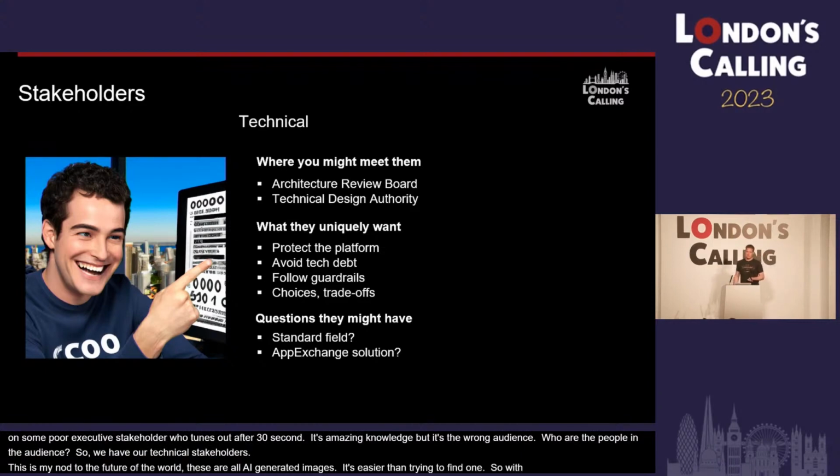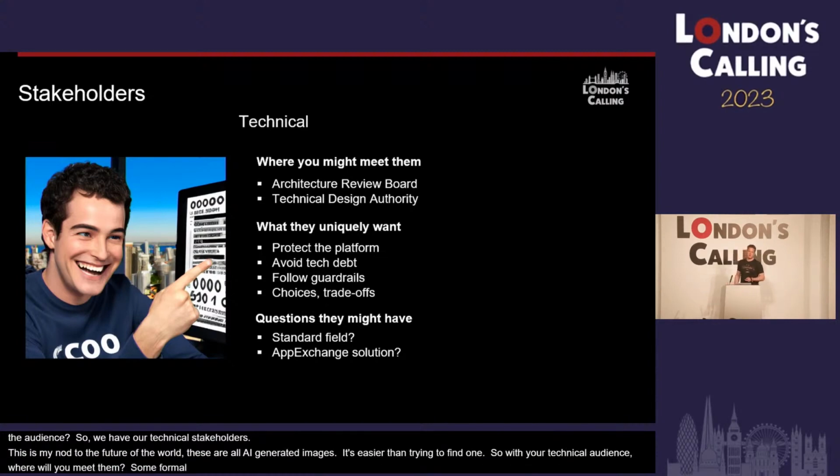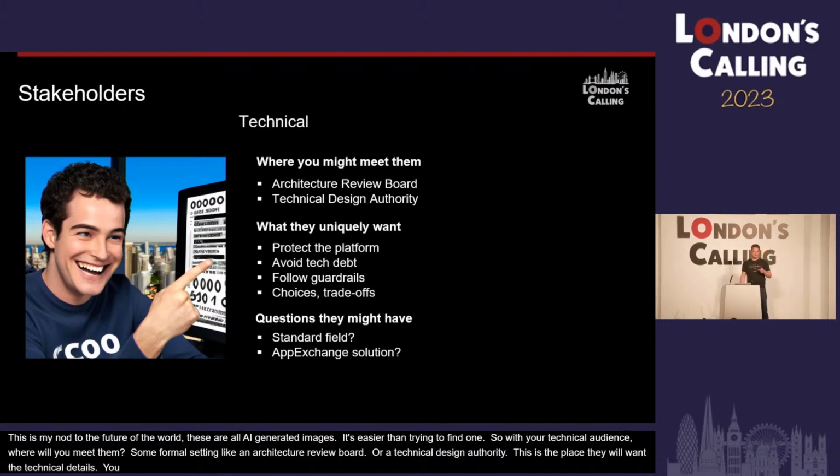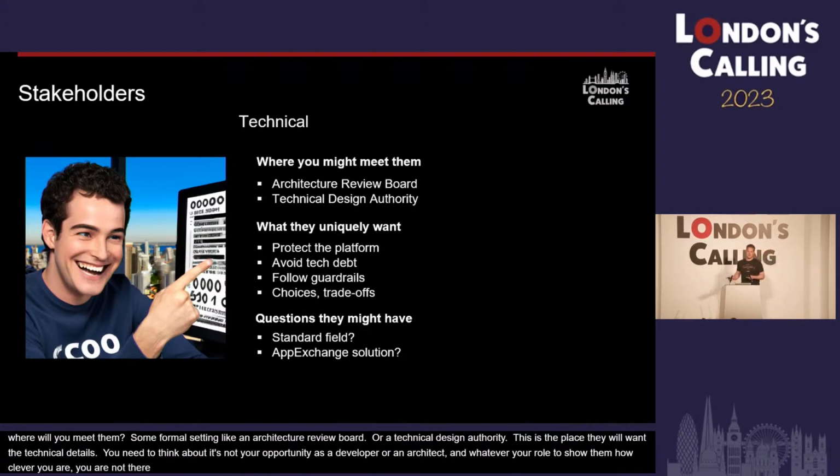It might be in some formal setting like an architecture review board or a technical design authority. This is the place where they're going to want the technical details. But you need to think about, it's not your opportunity as a developer or as an architect or whatever your role to show them how clever you are. You're not there to do that. You're there to answer their questions, hopefully before they ask them. If you've prepared correctly, you should just be going through a box-ticking exercise.